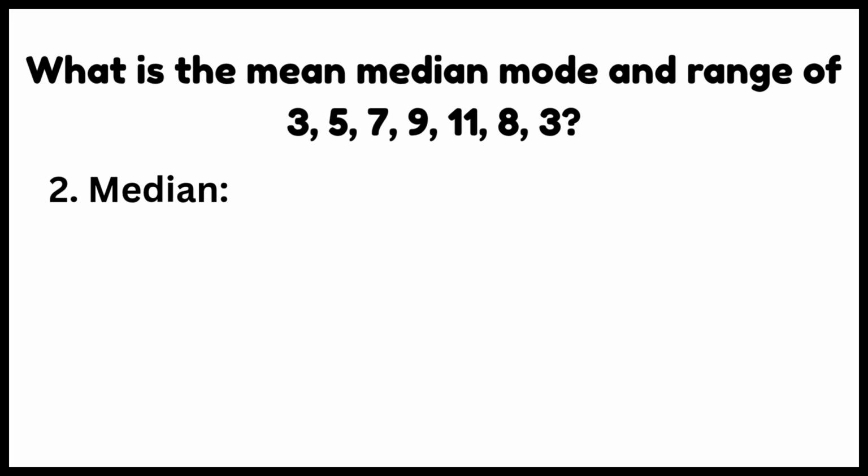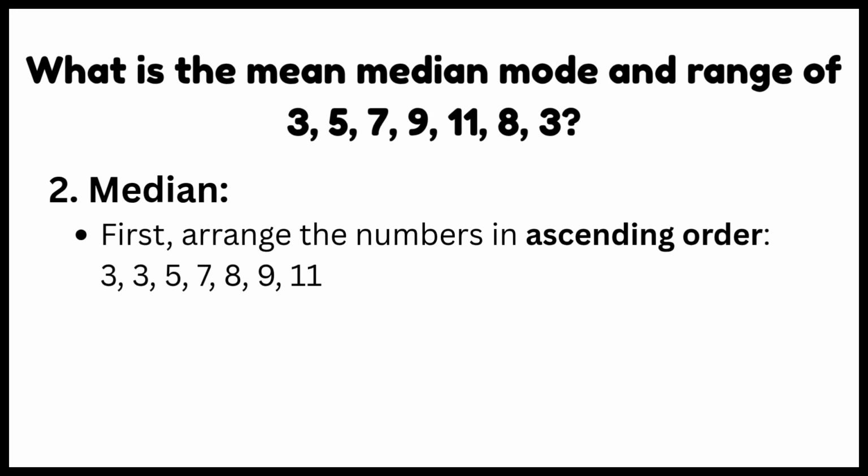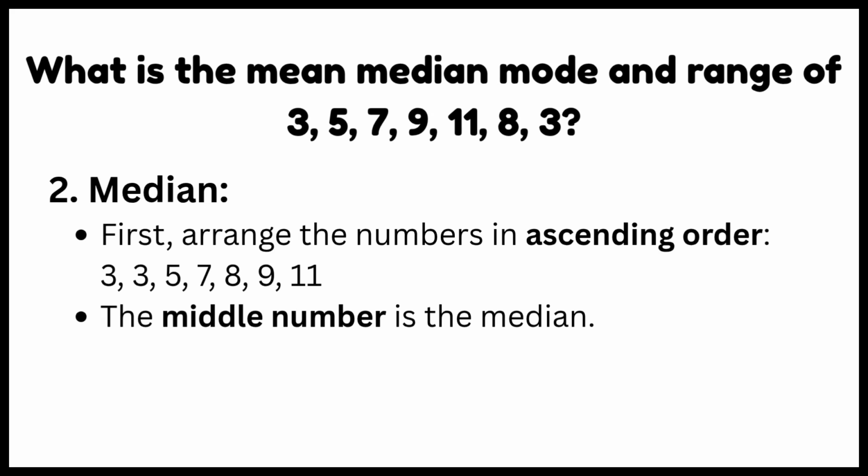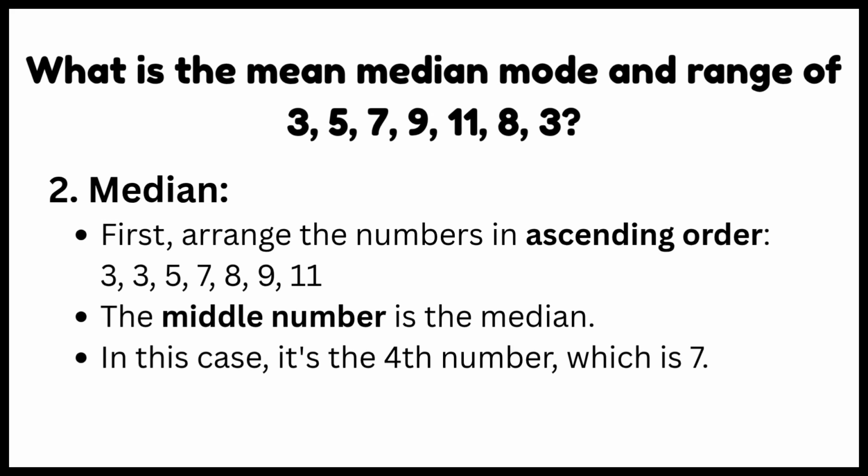To find the median, first, arrange the numbers in ascending order. The middle number is the median. In this case, it's the fourth number, which is 7.